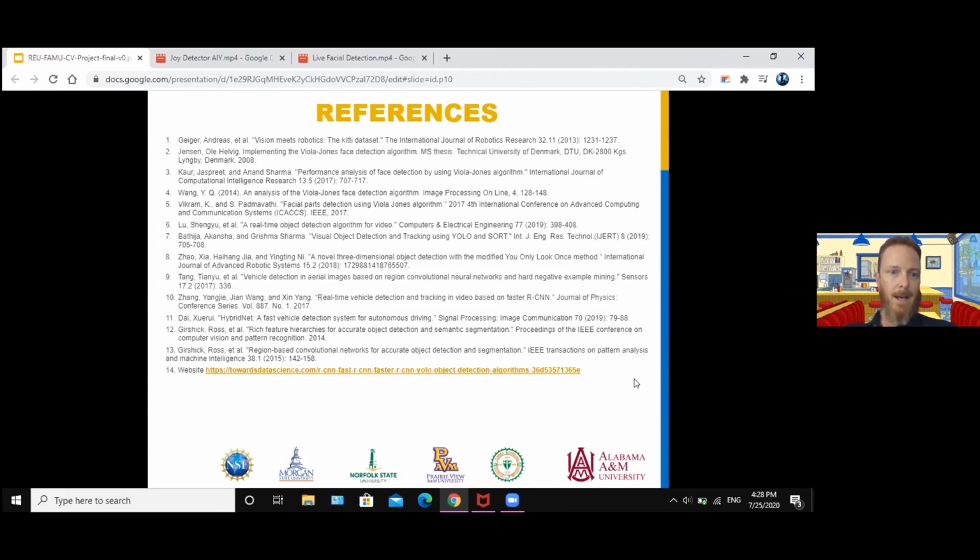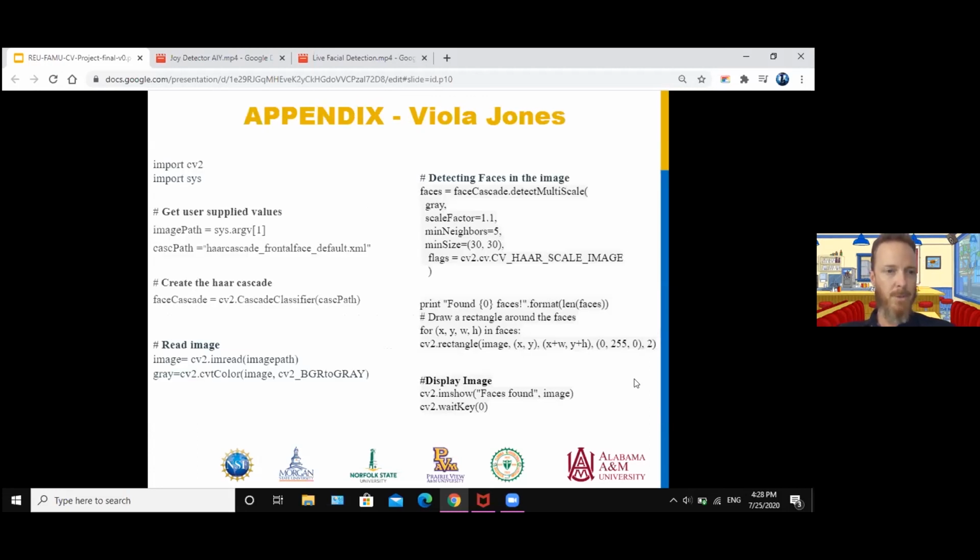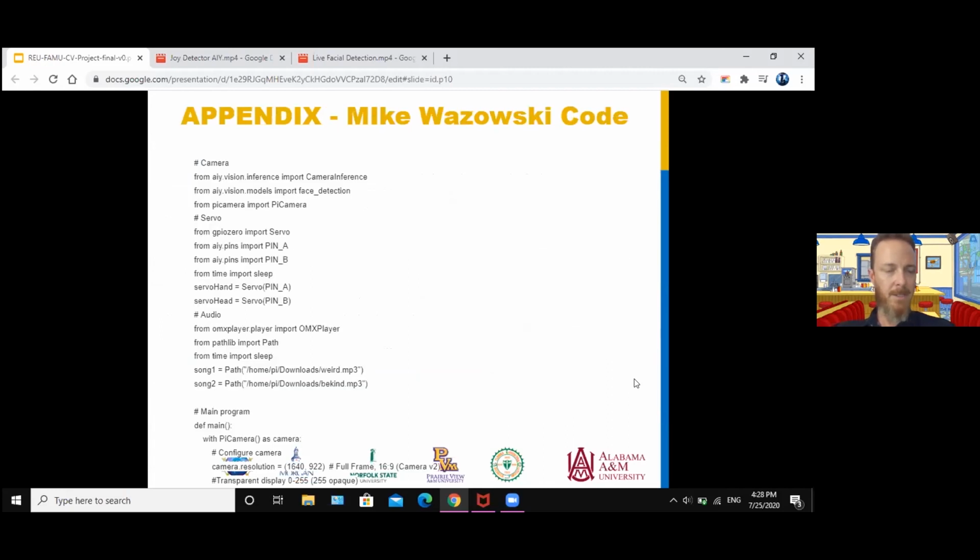Next slide. These are the references we used throughout our research and writing our paper. And in our appendix, we do have the code segments from the Viola Jones and from the Mike Wozniak project.